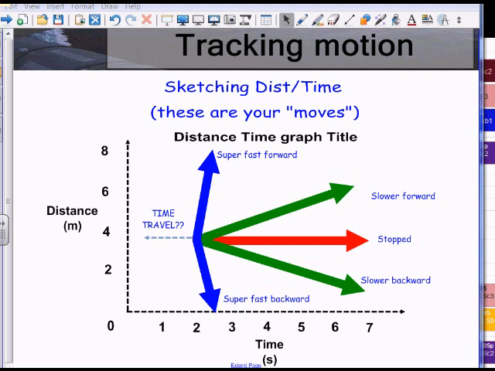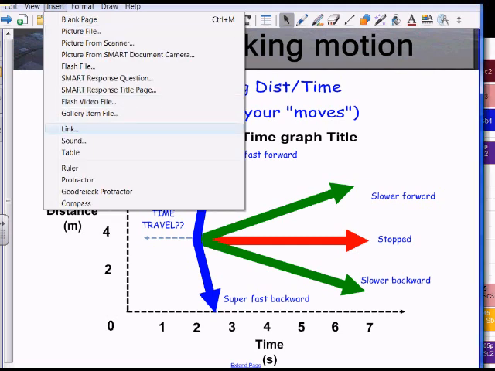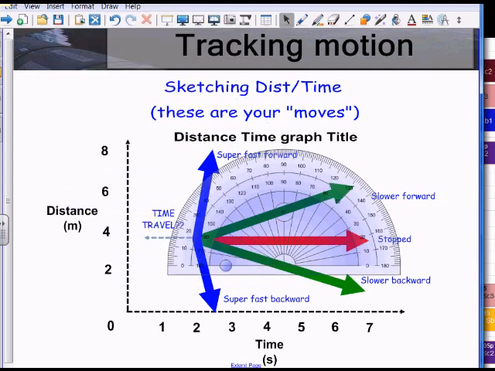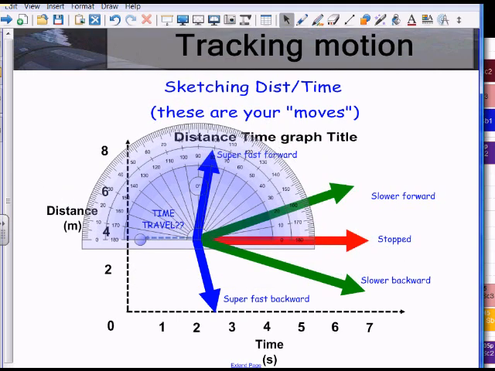Okay, so these are your moves in a distance speed time graph. If you go straight across, there's no change in whatever's on the y-axis. In this case, it's distance, so no change in distance is stopped. Then you've got slower forward as you get more vertical, super fast forward as you get faster and faster. If we were to put in a protractor, this would be like how fast you're going. So you could say that this would be stopped.